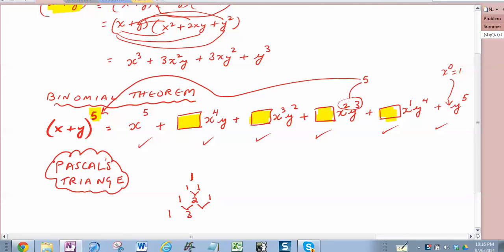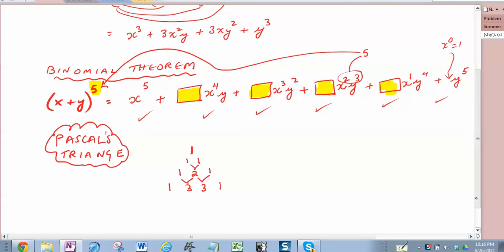Add the next two numbers in the row above, I get 3. I'm out of numbers, I've got a 1. You're going to continue like that. 1, 4, 6, 4, 1. 1, 5, 10, 10, 5, 1.